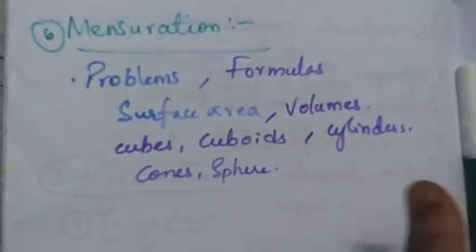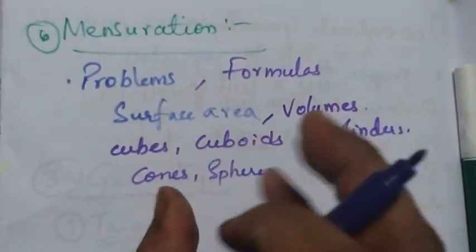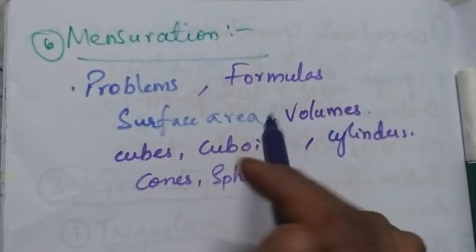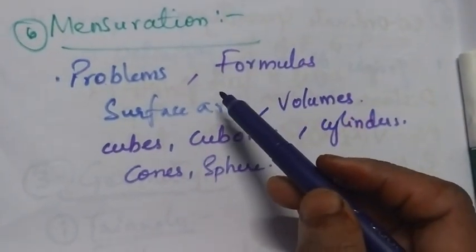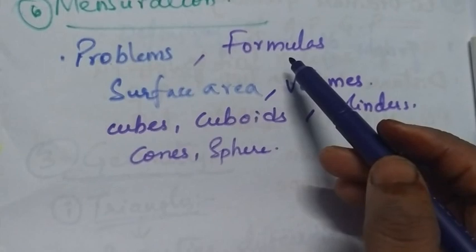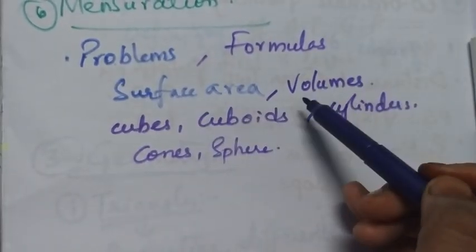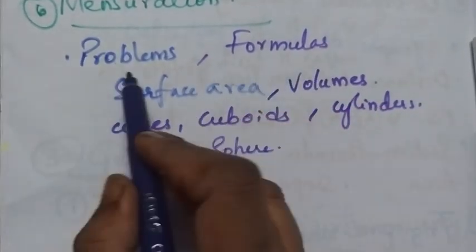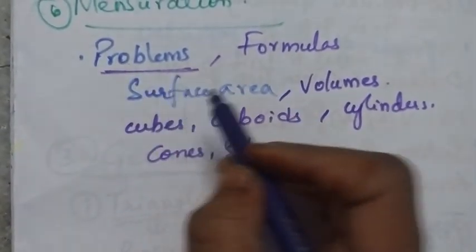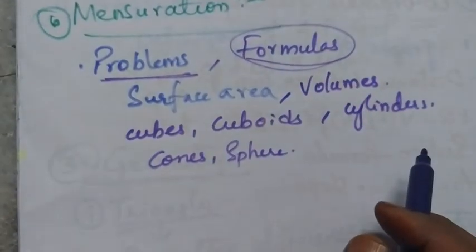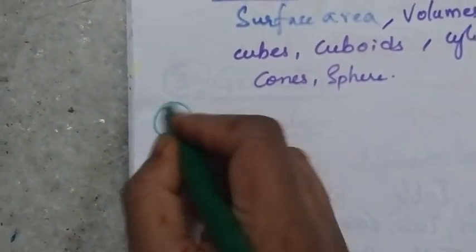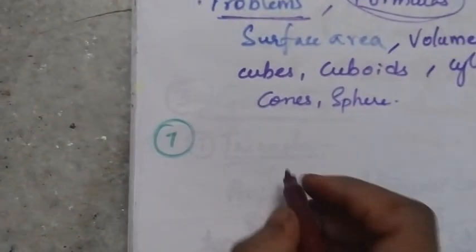Okay, mensuration is a very easy chapter, children, only problematic, no theorems come in this chapter. Only problems come, and we have to remember areas, volumes, cube and cuboid formulas, cylinder formulas, like this. So cover the problems in this chapter. Formulas we have to learn. So cover this chapter to get more marks. It is a problematic chapter.